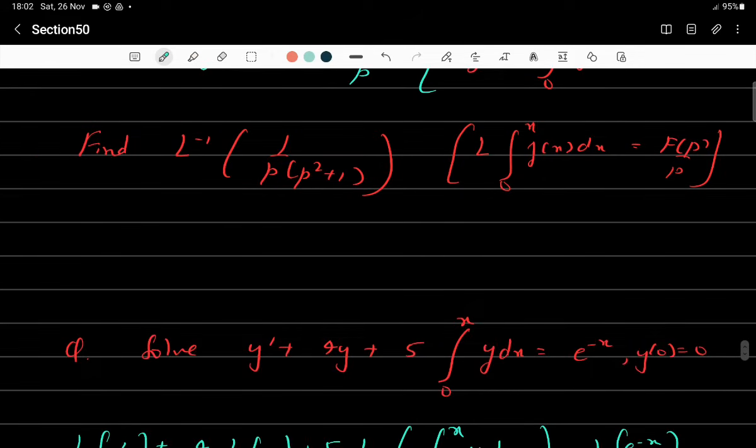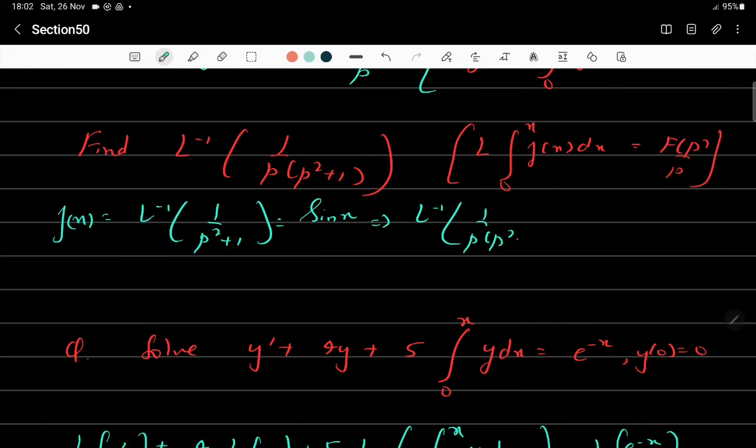So to find the f of x, which is Laplace inverse of 1 by p square plus 1, it is simply sin x. It means the Laplace inverse of 1 by p (p square plus 1) is equal to the integration of sin x from 0 to x, which comes out to be 1 minus cos x.